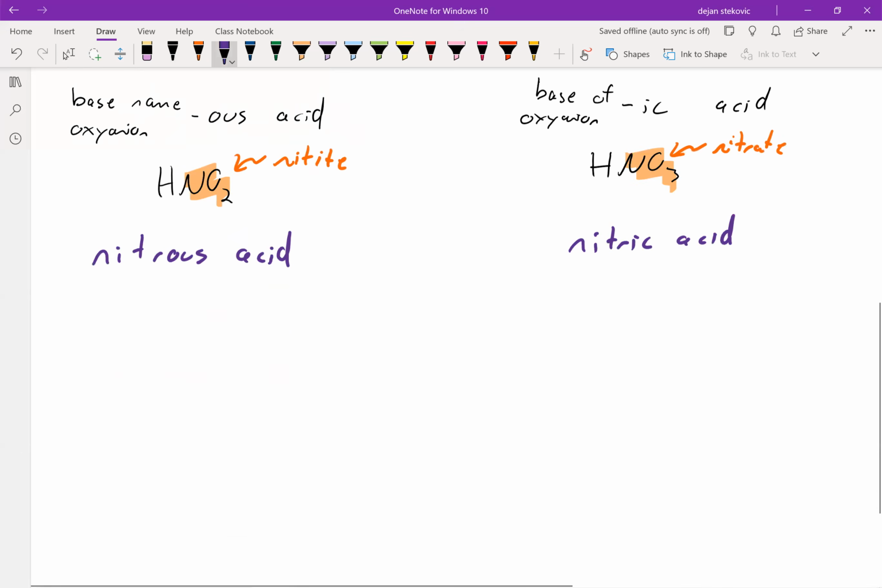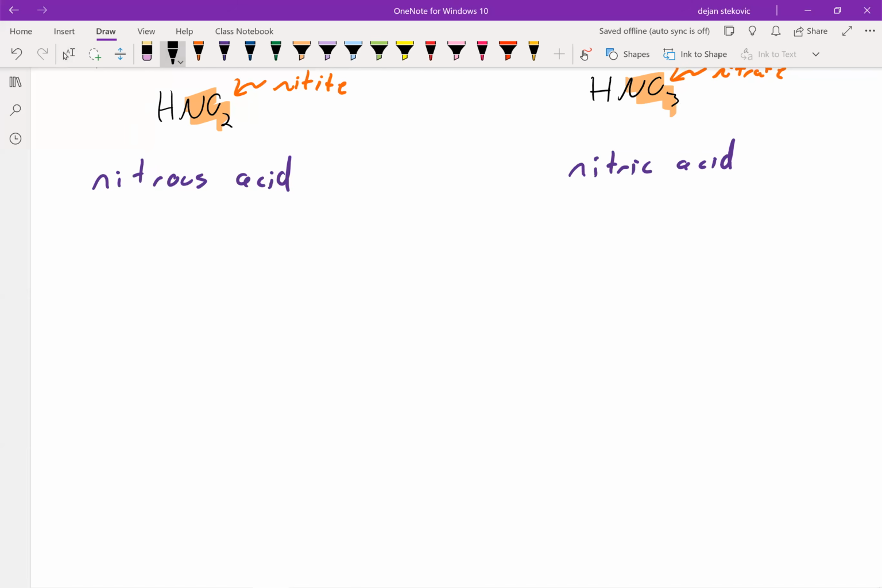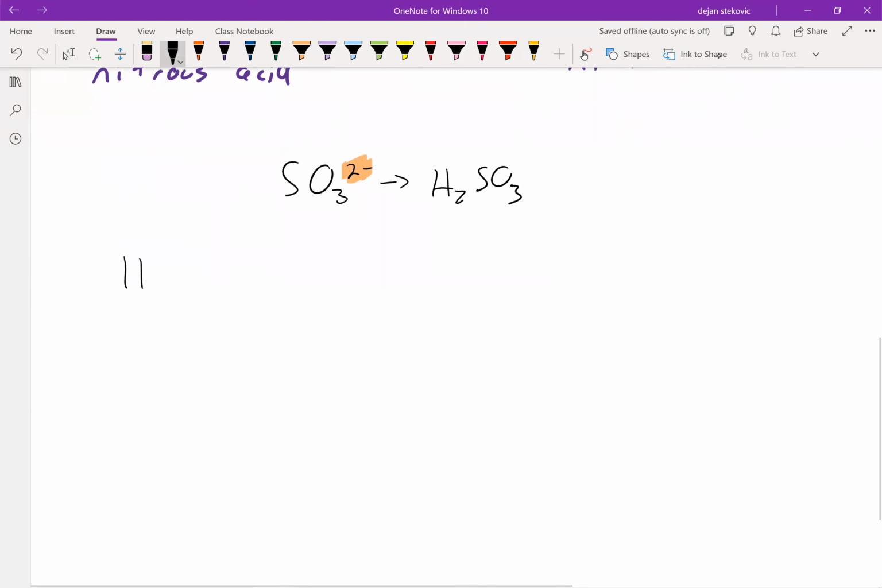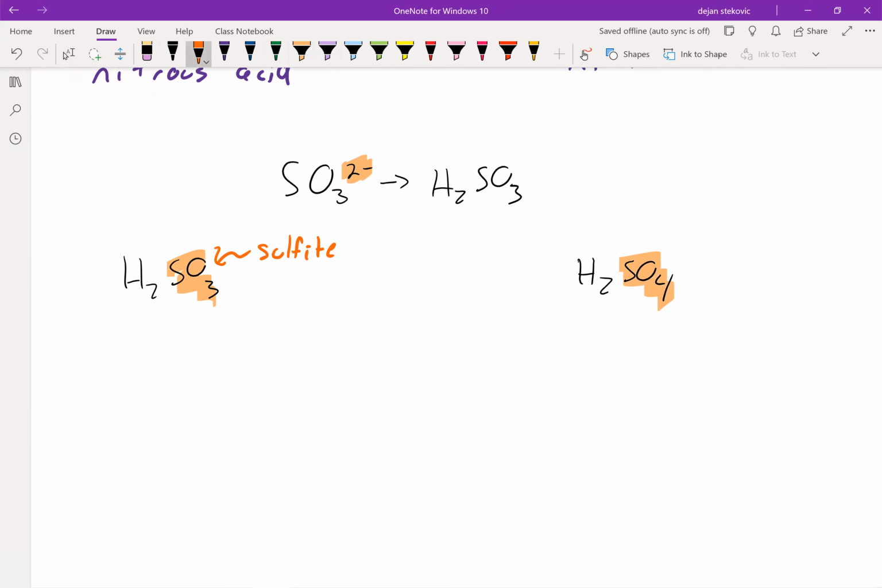Let's take a look at some other examples, and these are pretty much the only examples we'll use. SO3 2 minus. If you think about how many hydrogens that would have, that has a 2 minus charge, that'd be H2SO3. Right, so we have H2SO3. And of course, we could also have H2SO4. If we think about the SO3, that's sulfite. If we think about the SO4, that's sulfate.